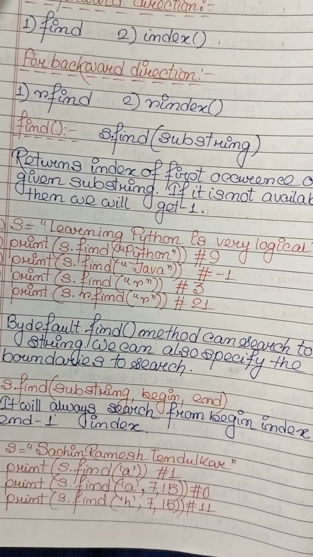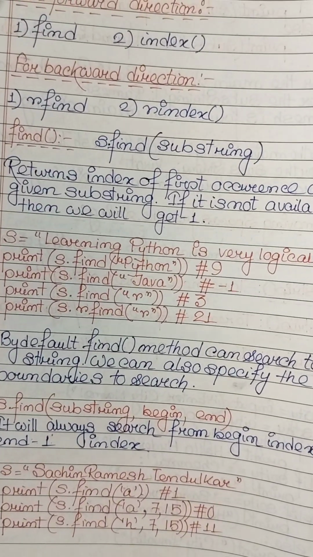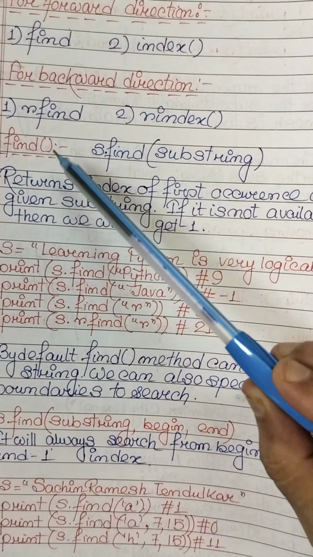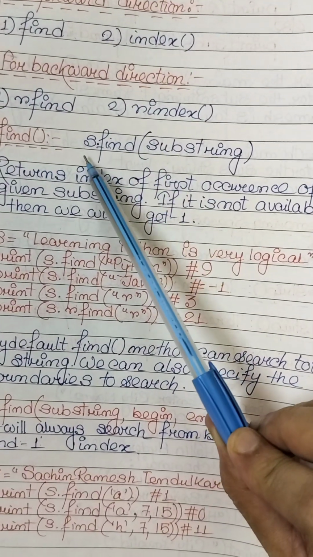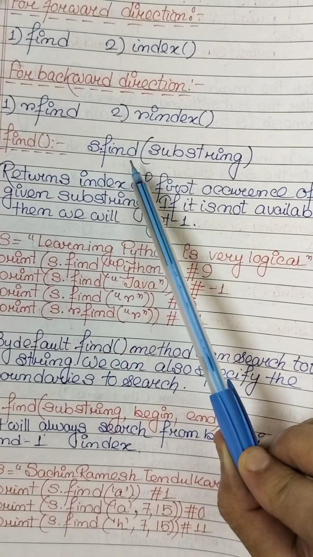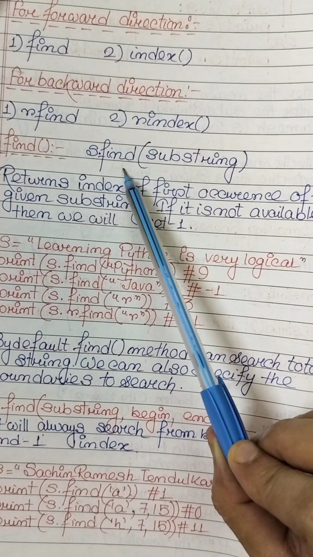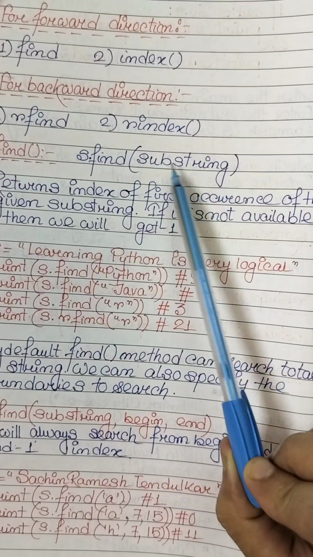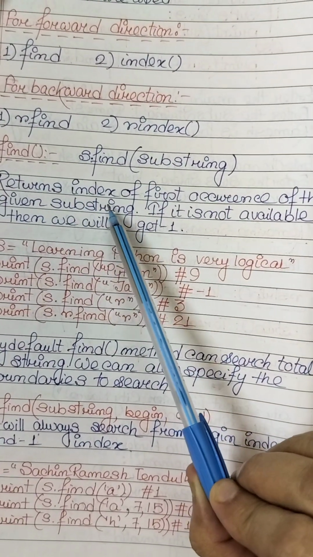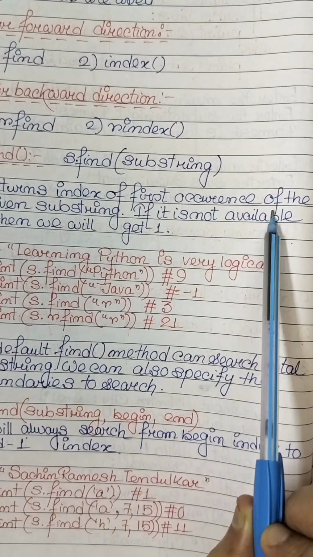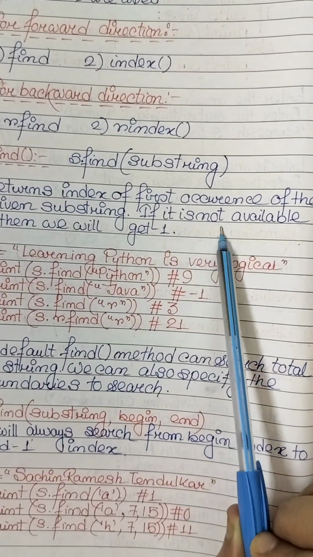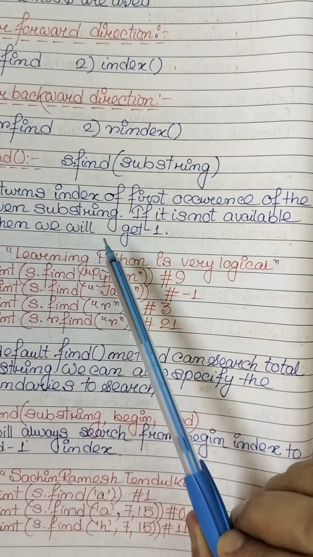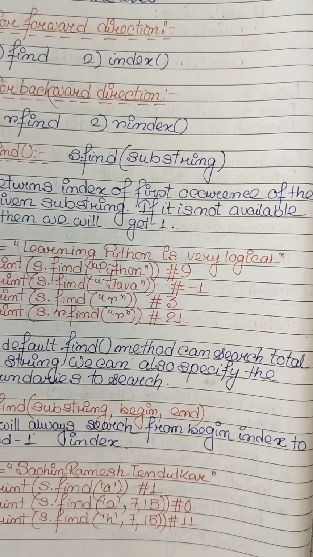Now start with find. S dot find. S is the variable, find is used to find the substring, and the substring will be written here. It returns the index of the first occurrence of the given substring. If it is not available, then we will get -1.